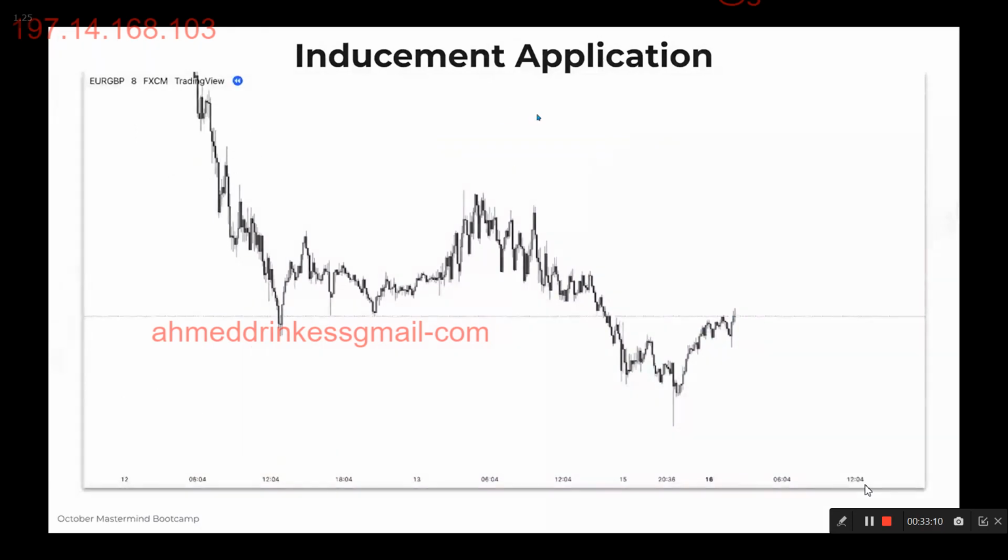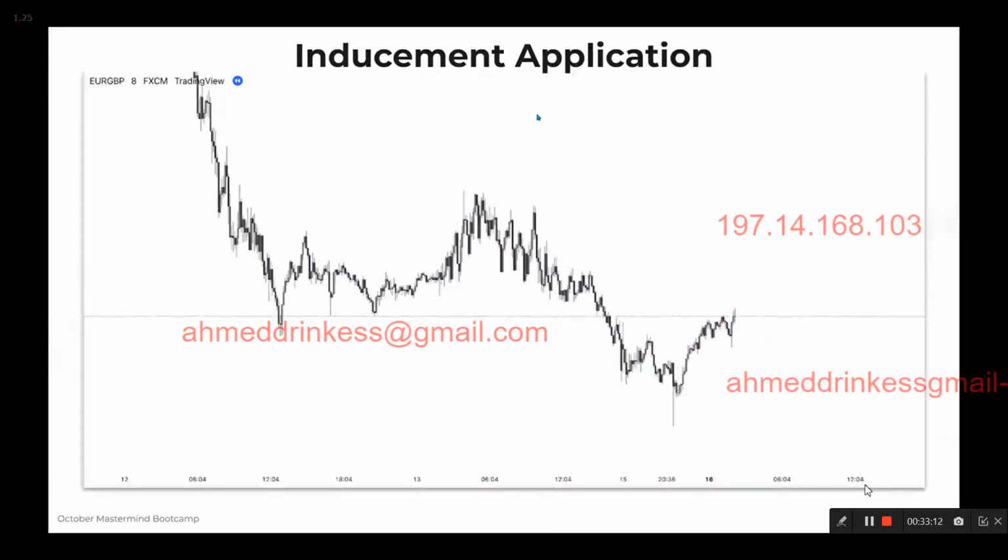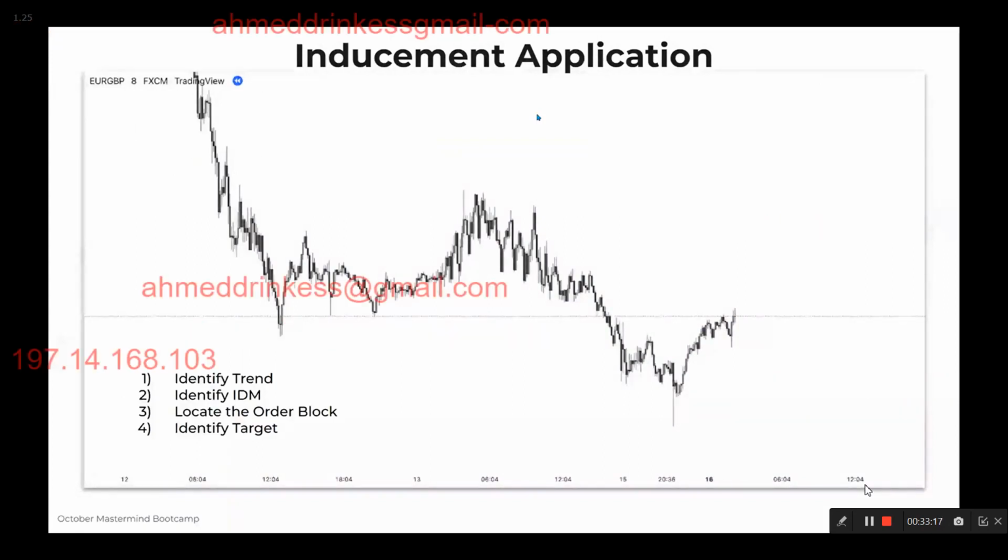So let's do one more together. Actually, you guys do it now. Identify the main structure. Squint your eyes. What are the main expansions and pullbacks? Everyone only identify the structure.